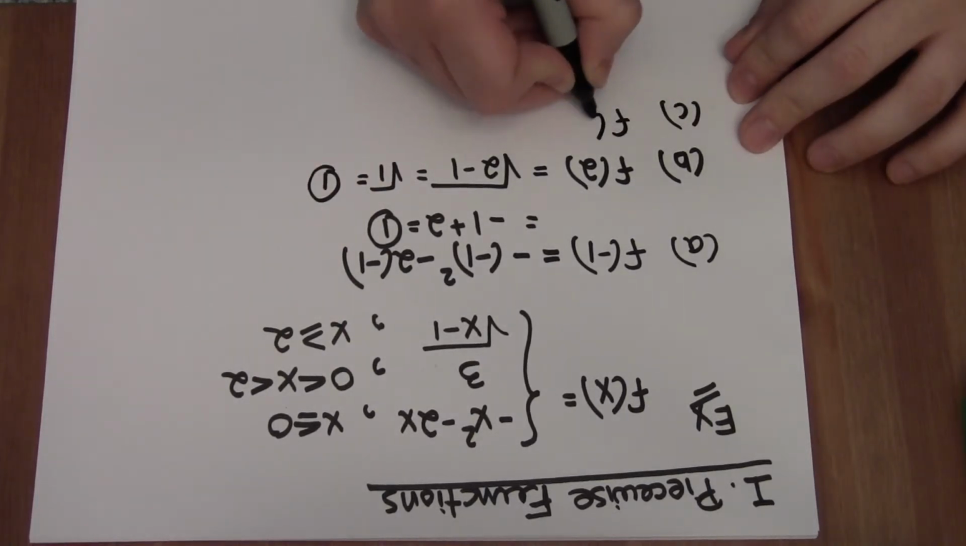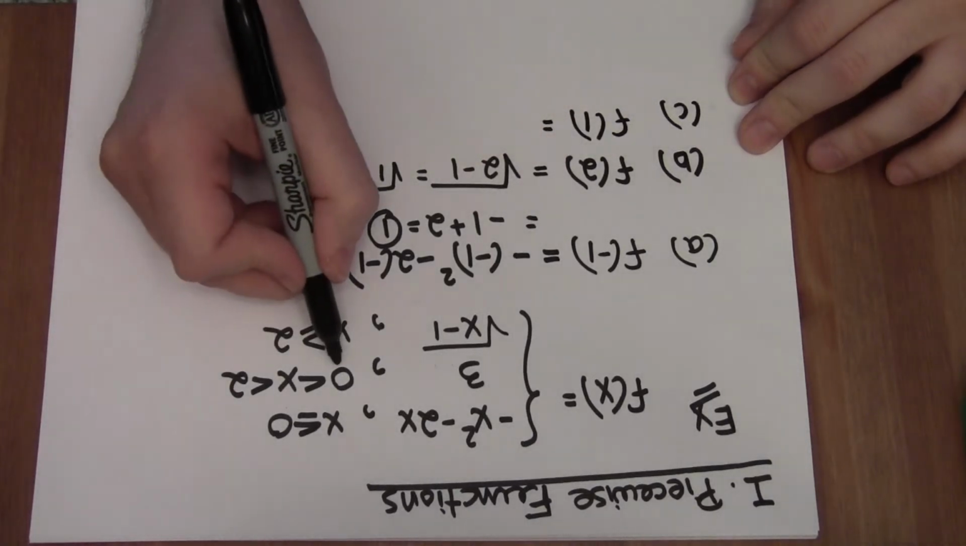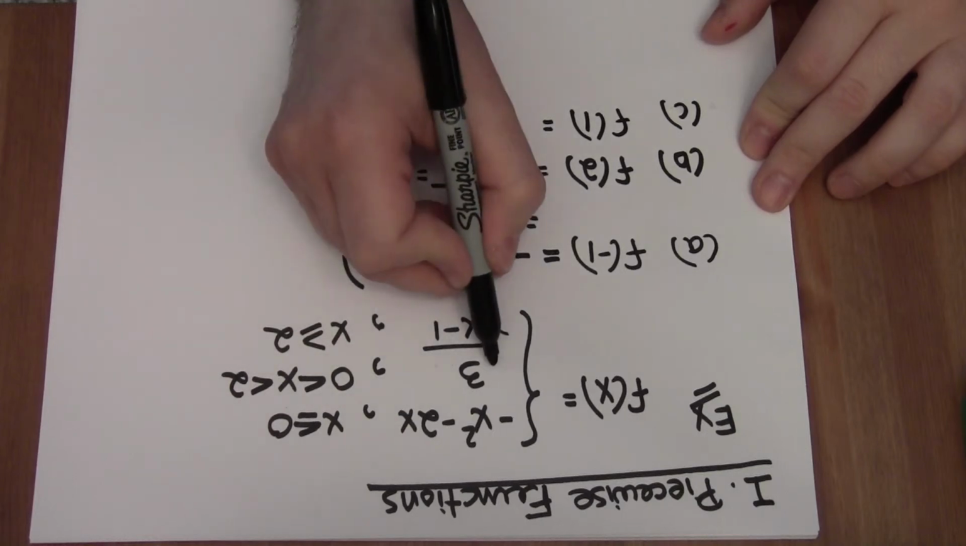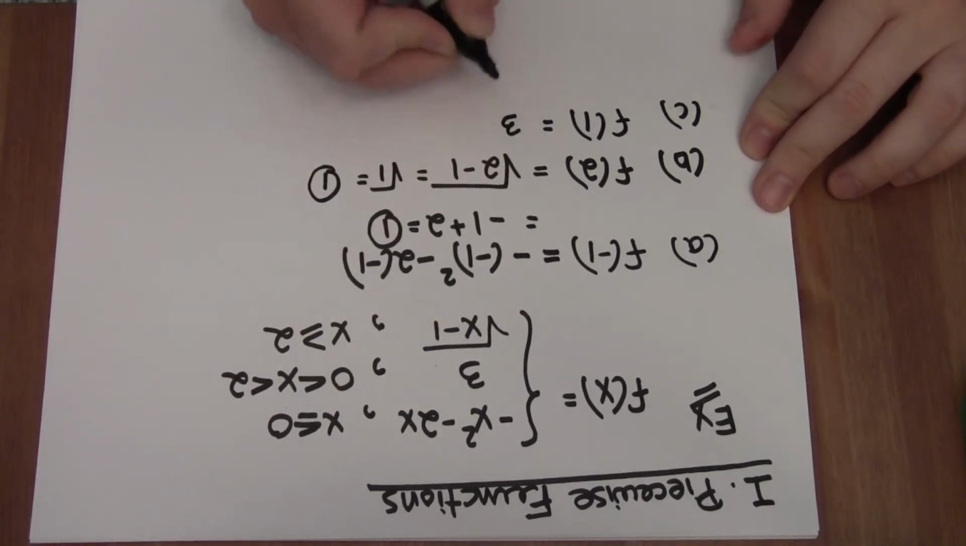Part C, f of 1. 1 is something in the interval between 0 and 2, so I need to just plug into the middle piece. Plugging into that constant function just gives me 3.